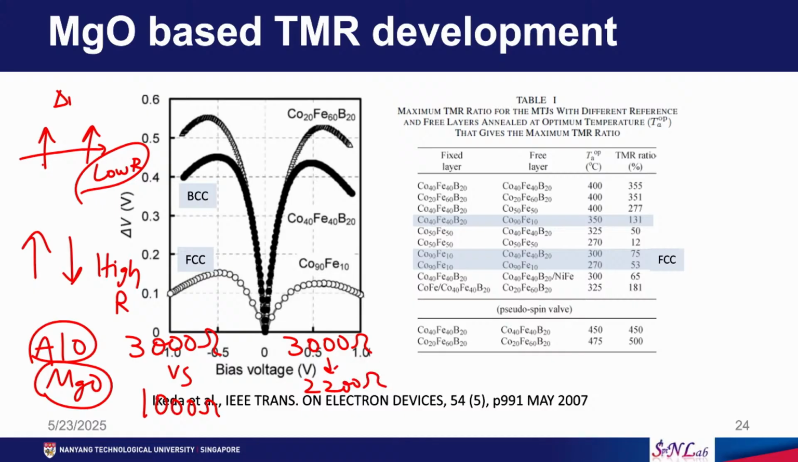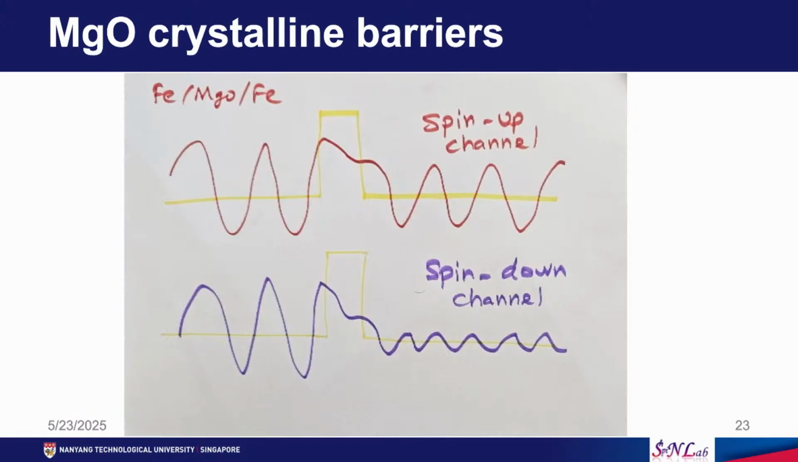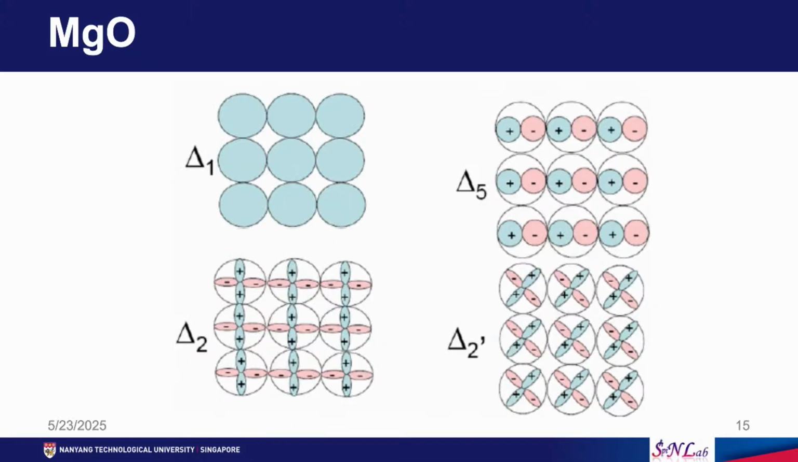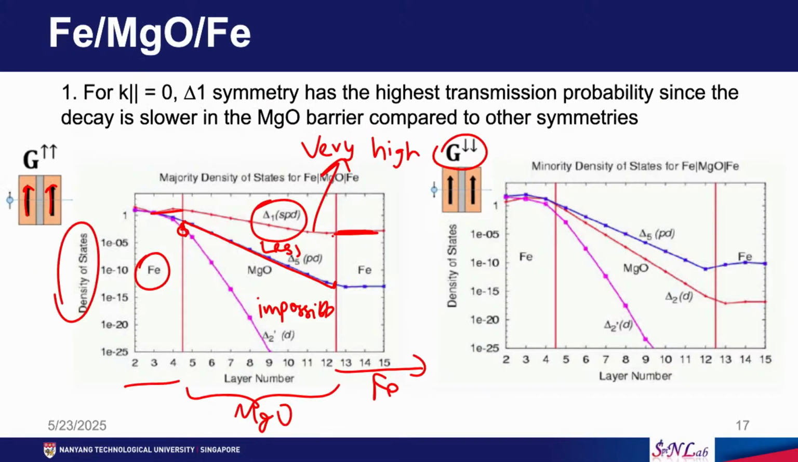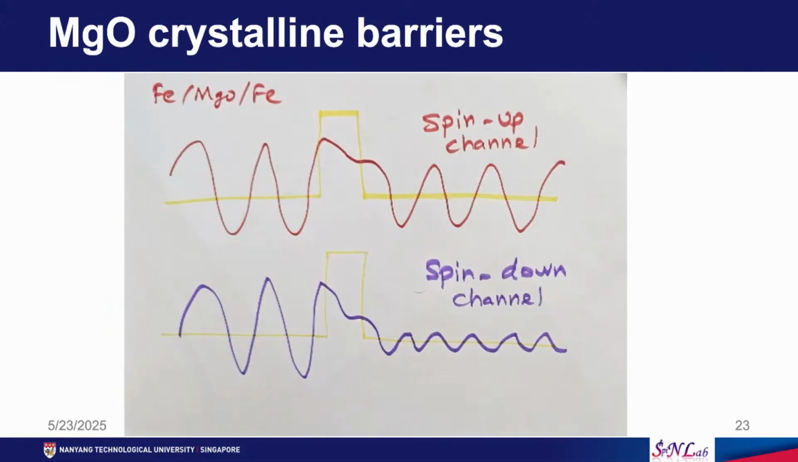Okay. So, for parallel state, you will have much lower resistance in magnesium oxide. So, that is the key result, and that is observed only when you have grown magnesium oxide in BCC 001 texture. Okay. So, this crystalline texture is important. So, all the calculations that I showed you before are based on the magnesium oxide in the 001 texture. Okay. Okay. So, now I will show you some experimental results to show that the magnesium oxide 001 is important.